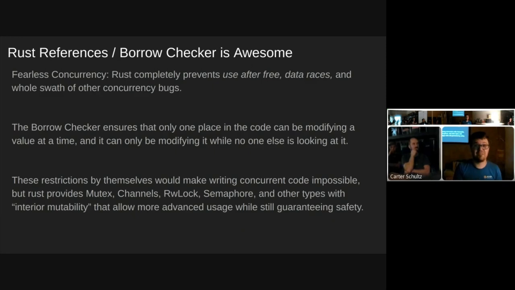These restrictions by themselves would make it impossible to do any of this. Like I already mentioned mutex earlier. Rust has a bunch of higher level types that provide ways of working safely around this restriction if you want to do interior mutability, but you have to do it by using something like a mutex type, and that mutex type then implements the locking correctly. And there's half a dozen mutex implementations and channels and read-write locks and semaphores and all these other higher level types that people have built on these low level rules.